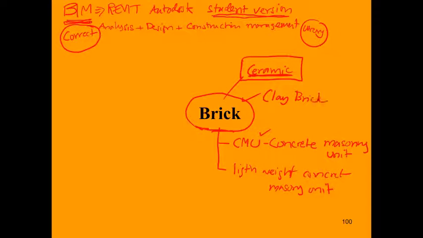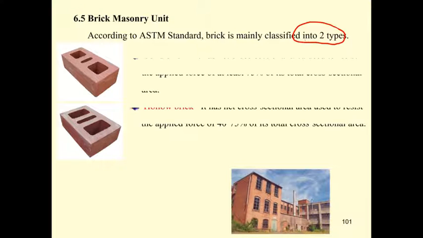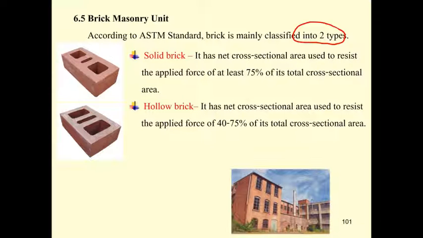We have used this for a long time. Many chedis in Thailand, the Phra Pathom Chedi in Nakhon Pathom, were also built with clay brick. And for brick masonry units, according to the ASTM standard, we classify bricks from their appearance into two types. One is the solid brick. The solid brick is the brick where most of the section is solid, and a very small amount of it is void.